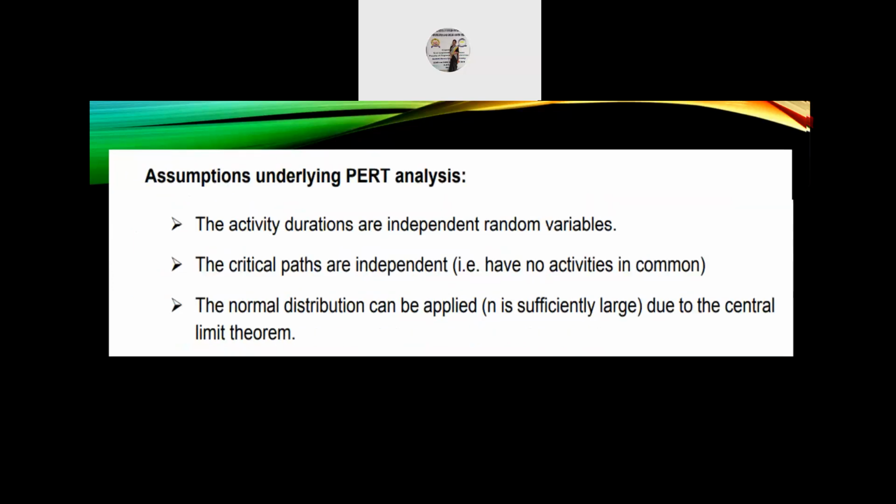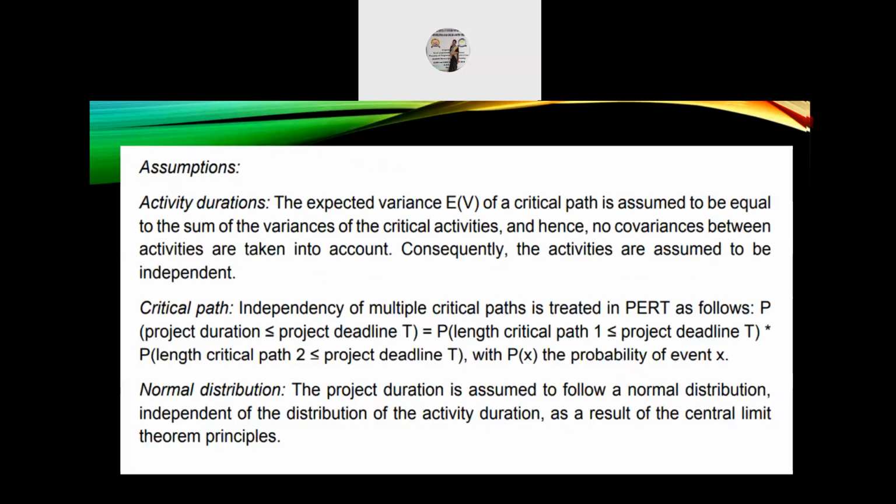Next, assumptions underlying PERT analysis. The activity durations are independent random variables. The critical paths are independent. The normal distribution can be applied due to the central limit theorem. Assumptions, activity durations: the expected variance E(V) of a critical path is assumed to be equal to the sum of the variances of the critical activities, and hence no covariances between activities are taken into account. Consequently, the activities are assumed to be independent.